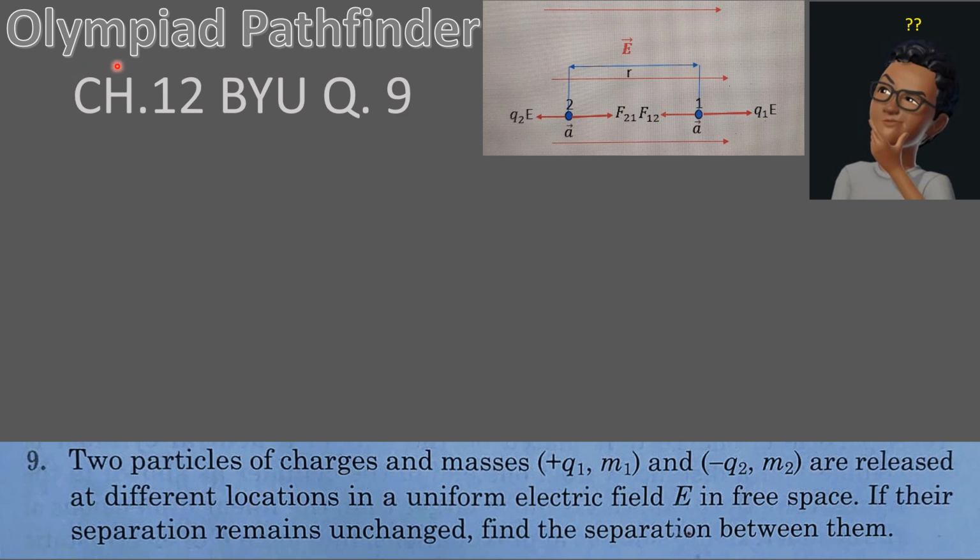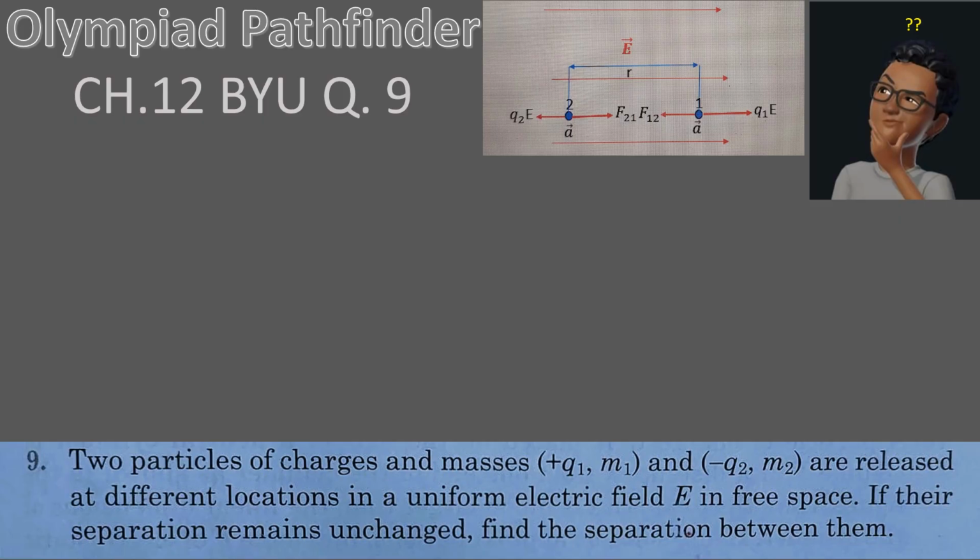This question is from Olympiad Pathfinder chapter 12, Build Your Understanding, question number 9. The question is: two particles of charges and masses +q1, m1 and -q2, m2 are released at different locations in a uniform electric field E in free space. If their separation remains unchanged, find the separation between them.